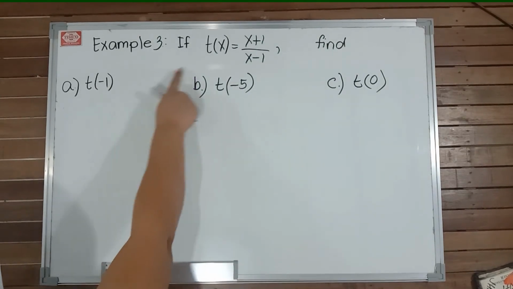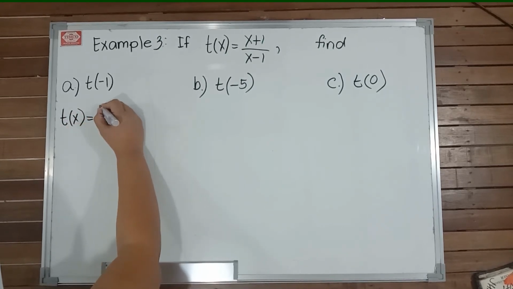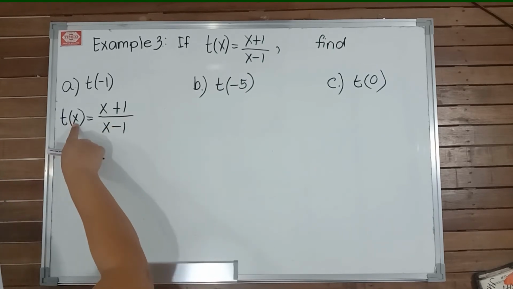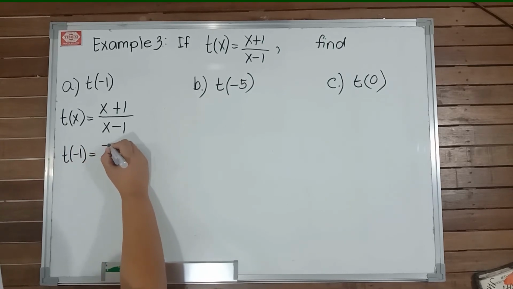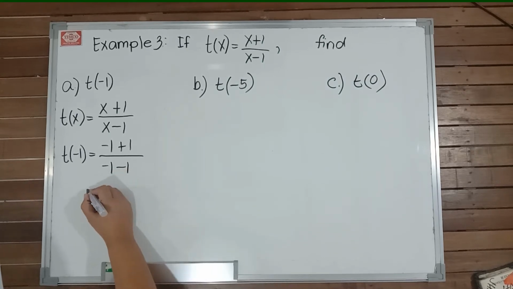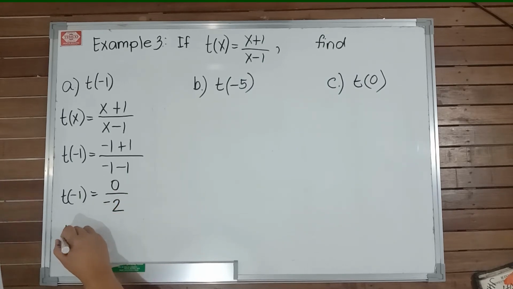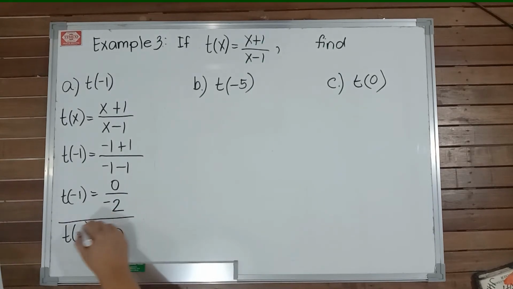So first, let's have t of negative 1. So we rewrite the function t of x is equal to x plus 1 over x minus 1. So in place of x, we are going to replace by negative 1. T of negative 1 is equal to negative 1 plus 1 over negative 1 minus 1. So t of negative 1 equals negative 1 plus 1 is 0 over negative 1 minus 1 is negative 2. Tandaan, pagkapareho ang sign, i-combine. So t of negative 1, 0 divided by negative 2 is 0.